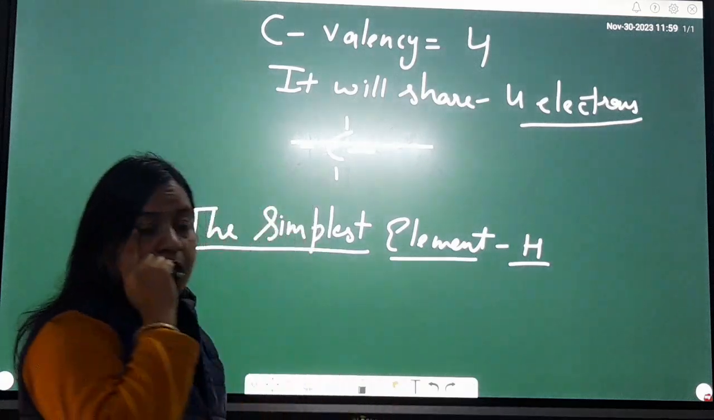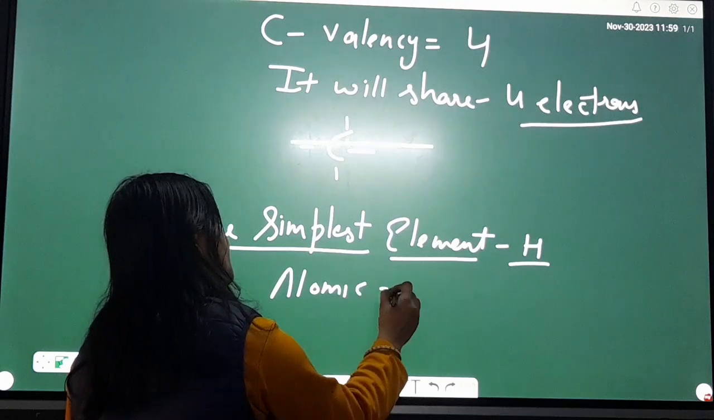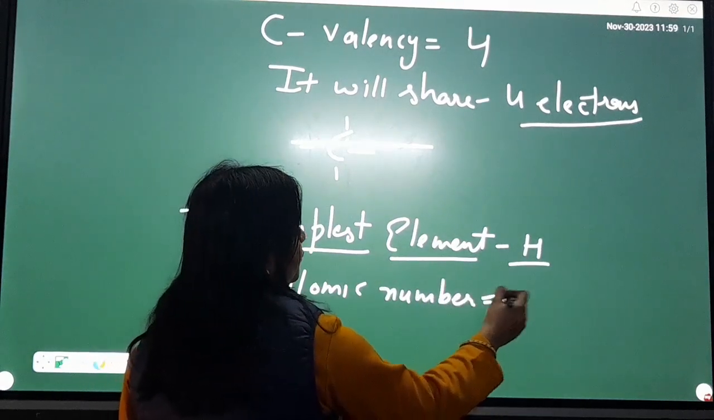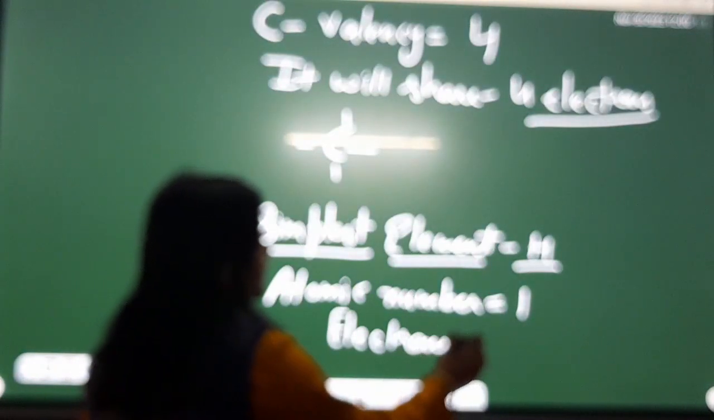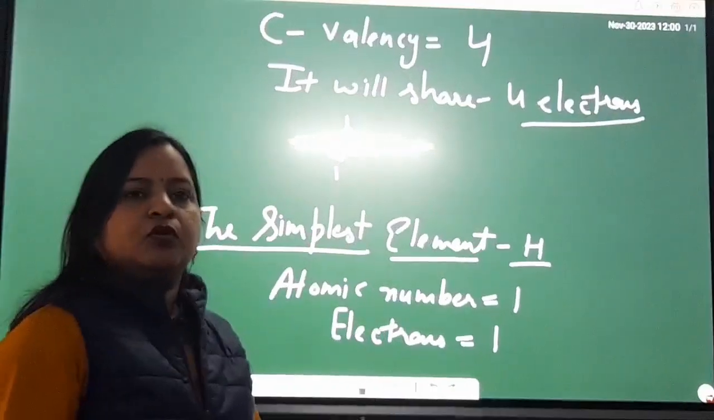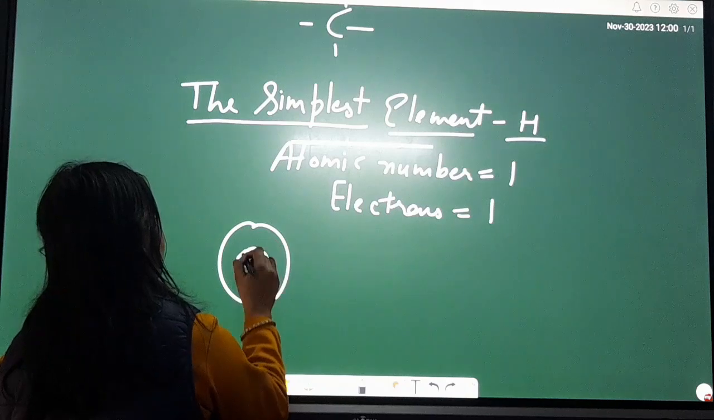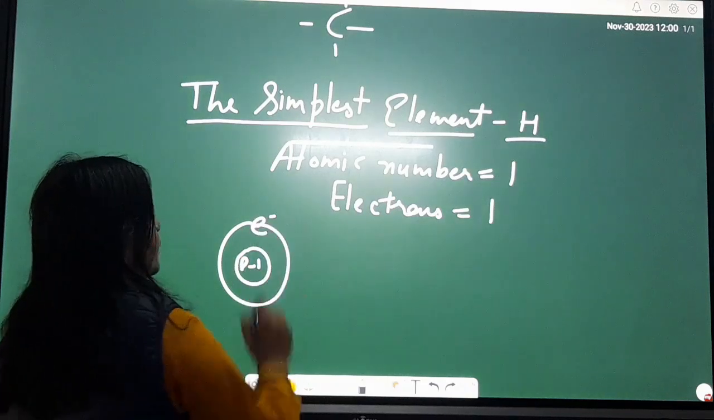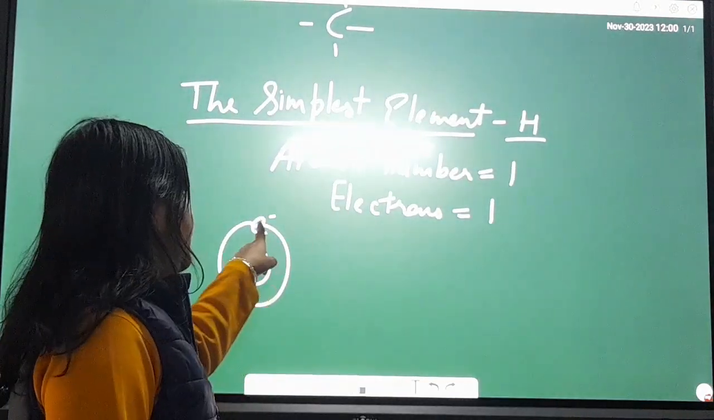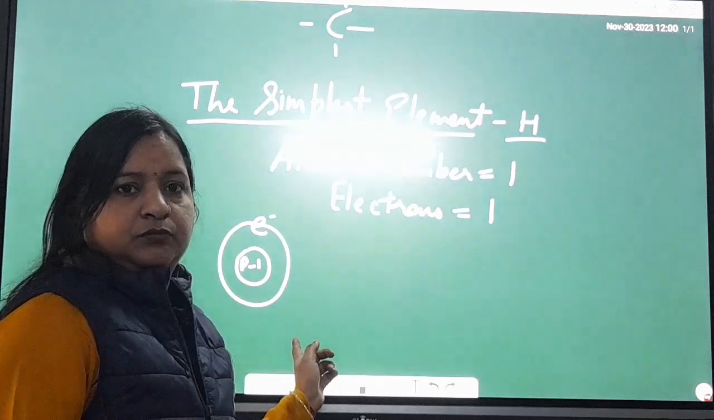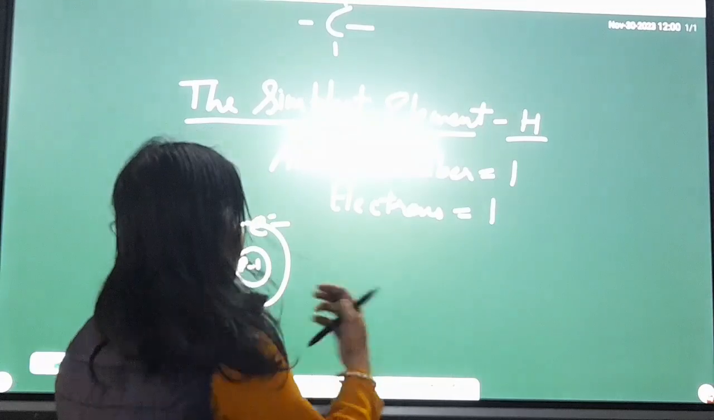Hydrogen. Hydrogen, its atomic number is 1. So the electrons it contains is also 1. So its first energy shell is the only energy shell. Now what it can do to fulfill the octet rule, it can take 1 electron from another. So it shares its 1 electron with another atom of hydrogen.